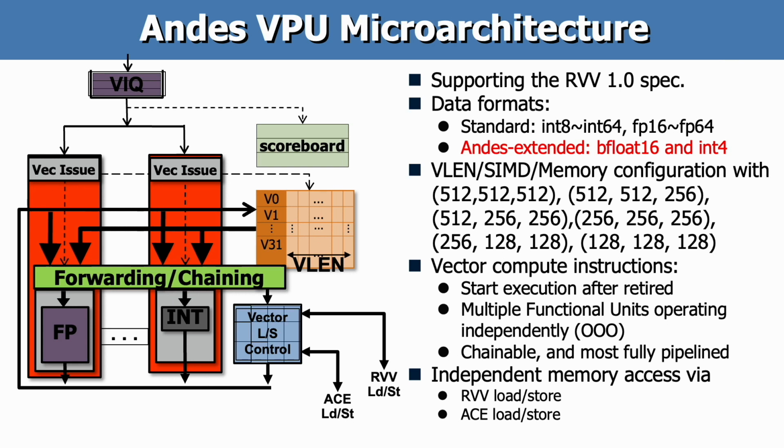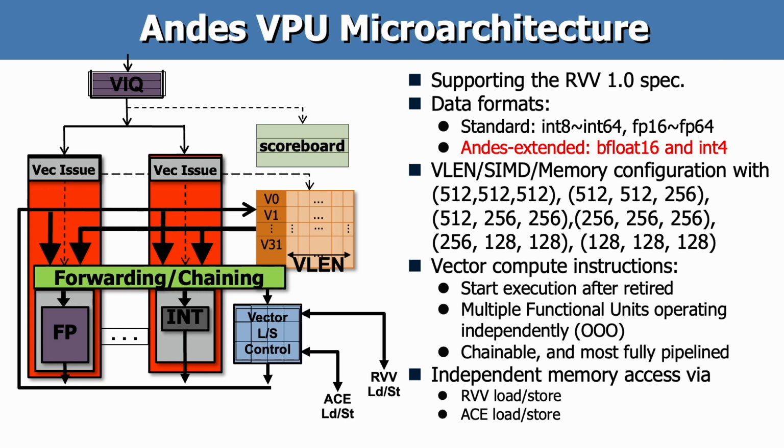Our vector instructions are started after it's retired from the scalar pipeline. There are multiple functional units that operate out of order independently for the maximum performance and throughput. All the instructions are chainable and mostly fully pipelined. Again, there's two ways to load data in and out: standard RISC-V vector loads and stores, and ACE and its custom extension streaming port loads and stores.